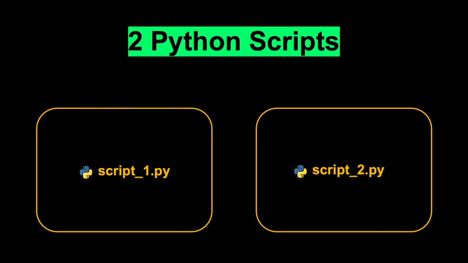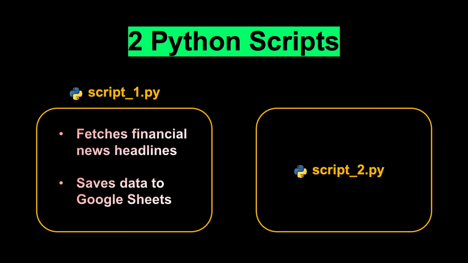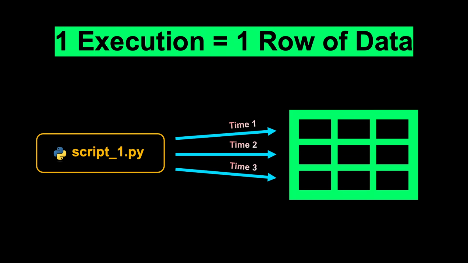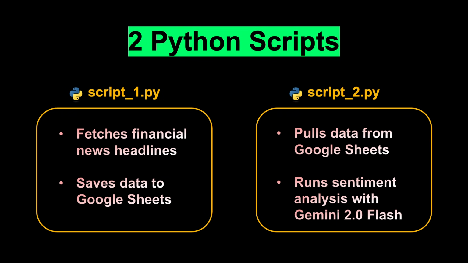The workflow consists of two key Python scripts. The first script retrieves financial news data at a specific time and saves it to Google Sheets via Google Forms. Each execution records a single row of data, including columns for the pulled financial news headlines and a timestamp. The second script imports the stored data from Google Sheets, prompts the Google Gemini model to assign a sentiment score, and plots a graph of the results.